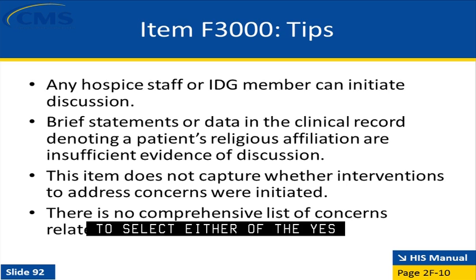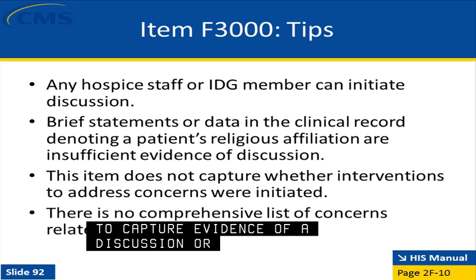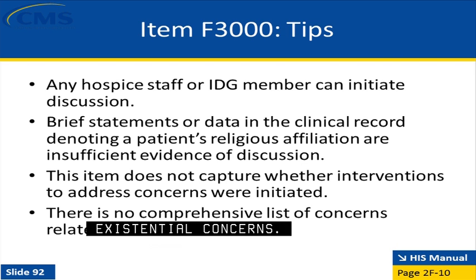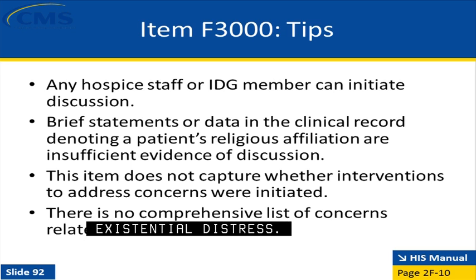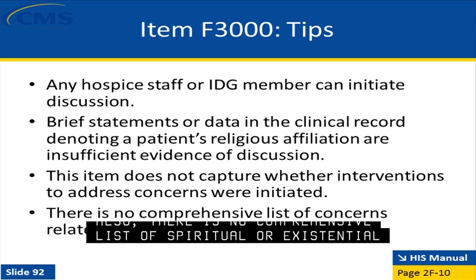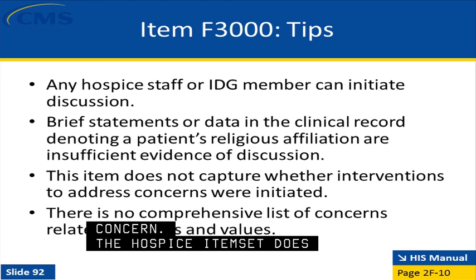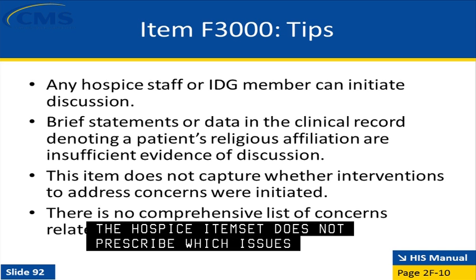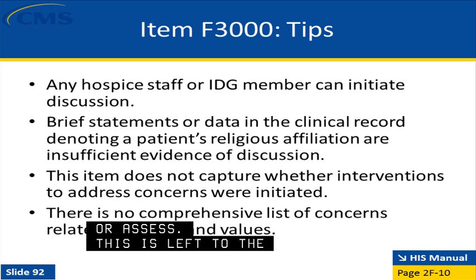Again, this item is intended to capture the evidence of a discussion or an attempted discussion of spiritual or existential concerns, and it does not capture whether or not interventions were initiated to address spiritual or existential distress. Also, there is no comprehensive list of spiritual or existential concerns. The hospice item set does not prescribe what spiritual or existential issues the hospice and patient and caregivers discuss or assess. This is left to the judgment of the hospice staff providing care for the patient and family.